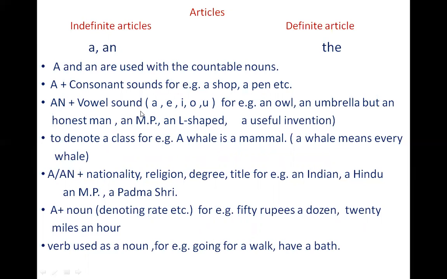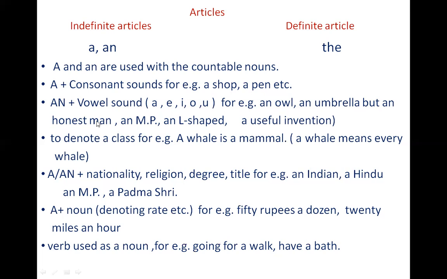Here I would like to mention that you need to be very particular about the sounds. You will not go for alphabets. We are not going for vowels in words, but rather for the sounds. You should be concerned with the sounds. For example, this owl, owl is starting with O, no doubt. But this umbrella, you can see umbrella is starting with U, an umbrella. But you need to be particular about the sounds.